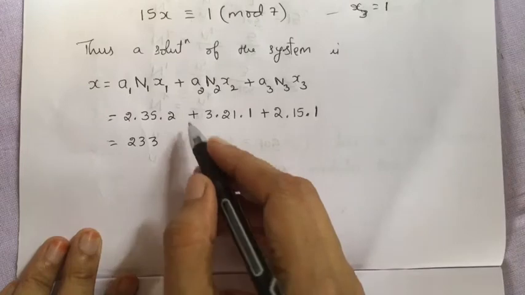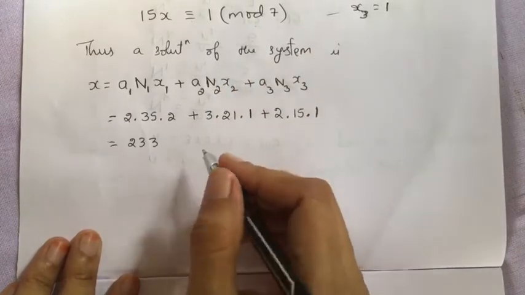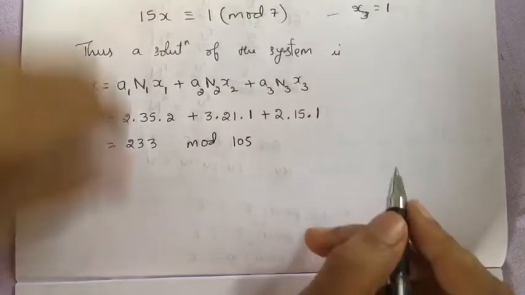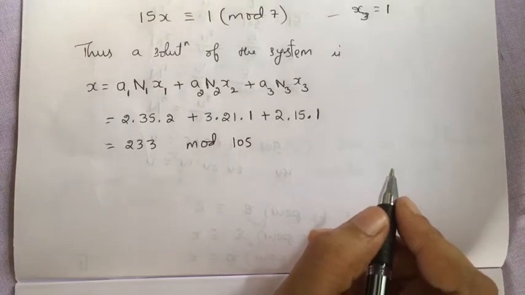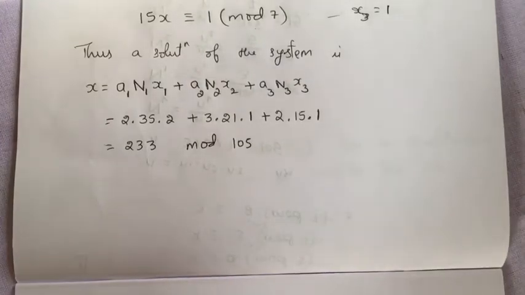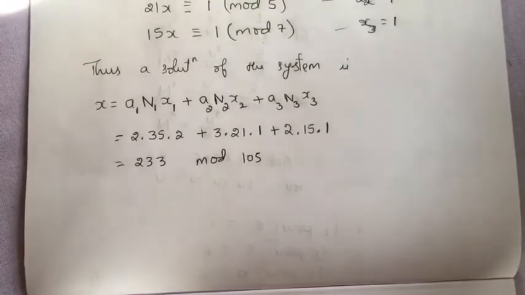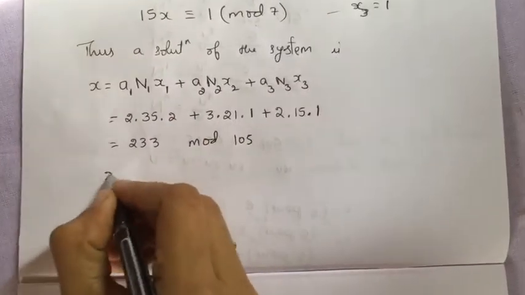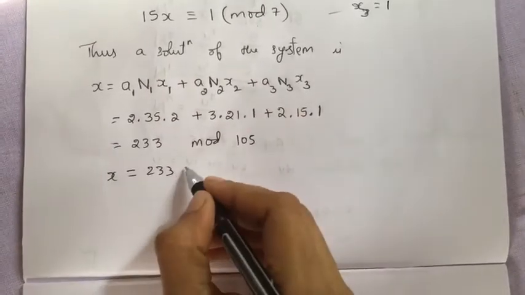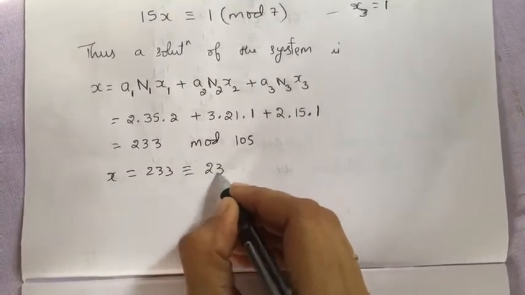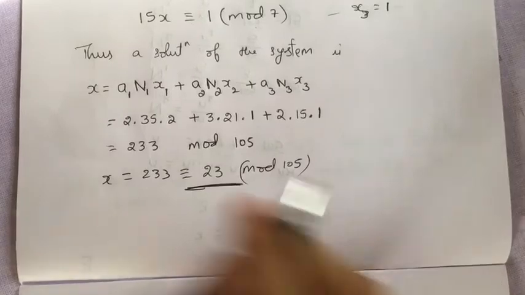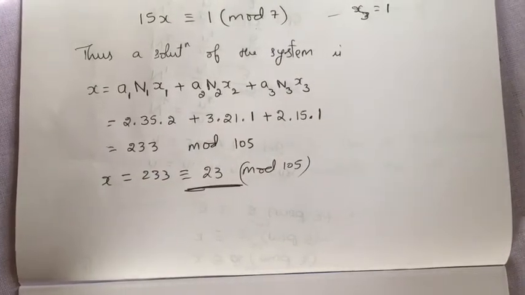Modulo, how much is it? 105, right? So mod 105, I have to take mod of that, so that will be 233 mod 105, I guess. So in fact x is 233, 105 twice, so it's congruent to 23 mod 105. So the unique solution is x equal to 23.